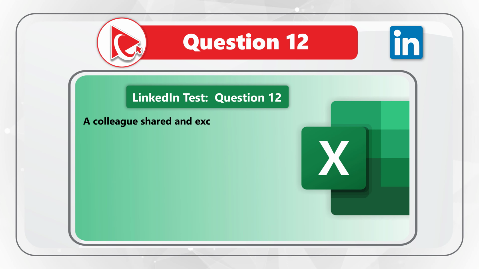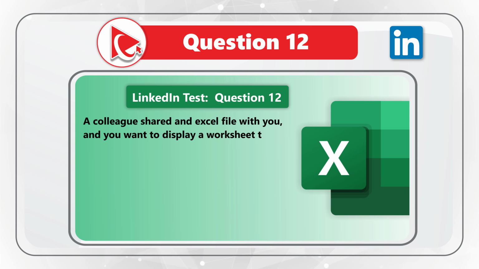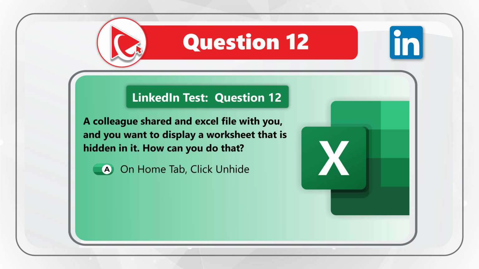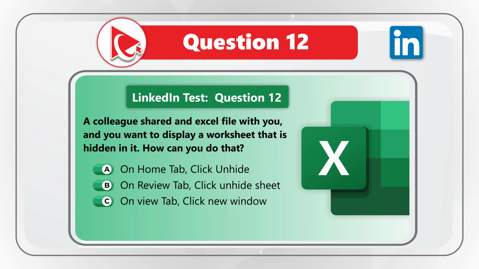A colleague shared an Excel file with you and you want to display a worksheet that is hidden in it. How can you do that? There are 4 choices. Choice A, on the Home tab, click Unhide. Choice B, on the Review tab, click Unhide Sheet. Choice C, on the View tab, click New Window. And last but not least, choice D, right-click on any worksheet tab and select Unhide. Do you know the answer? Let's jump to Excel so I can explain the solution.